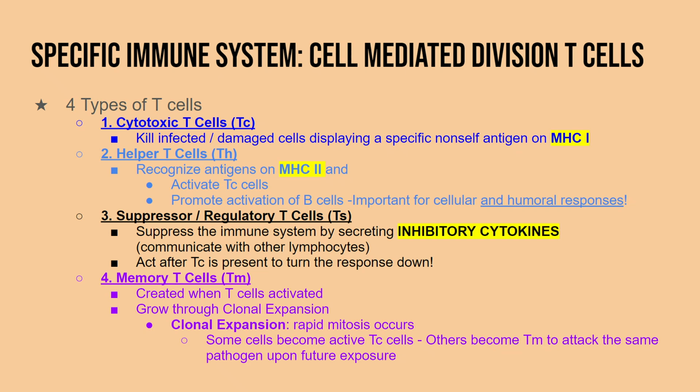The cytotoxic T cells respond to an antigen displayed on MHC1, whereas the helper T cells recognize antigens on MHC2. Helper T cells also help activate cytotoxic T cells, and they promote the humoral response. They also help activate B cells. Suppressor T cells turn off the cellular response by releasing inhibitory cytokines, because we don't want to have an immune response all the time. And then memory T cells go through clonal expansion, so they replicate, and these cells are in your body ready for the next time the same pathogen comes in, and they can initiate the response quickly.